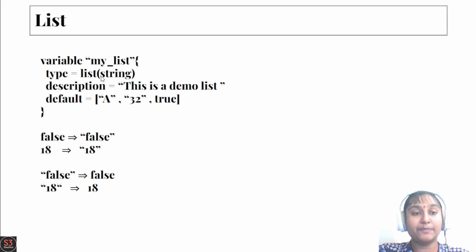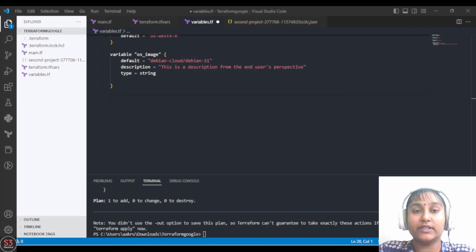First of all, the type is list, and then the list, tuple, or set elements are specified in square braces. So the elements are specified in the square braces here, a string, a number and a boolean, which is true. A list can contain different types of elements, but if you want to restrict them to a specific type, you can do that. So your false will be converted to this false, and 18 will be converted into this 18, and vice versa. Now let's understand list with an example.